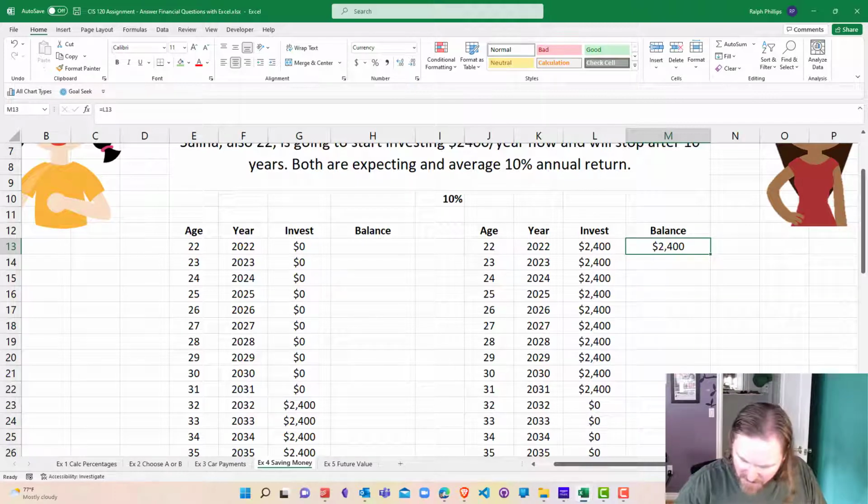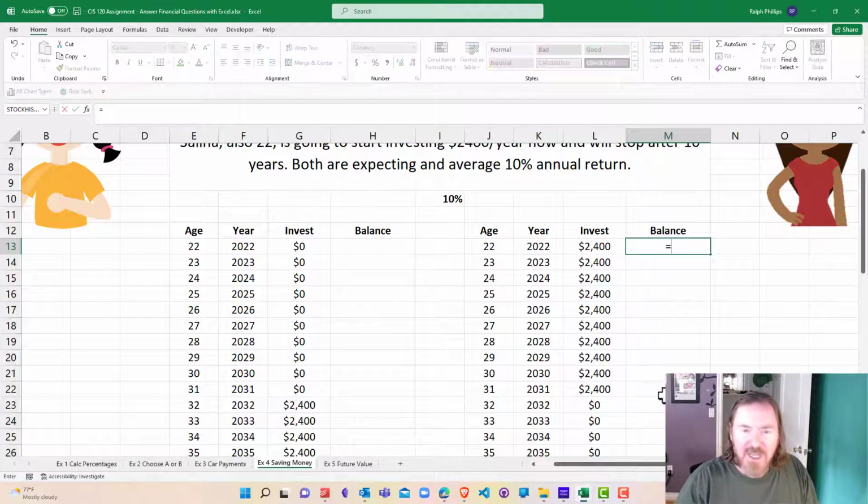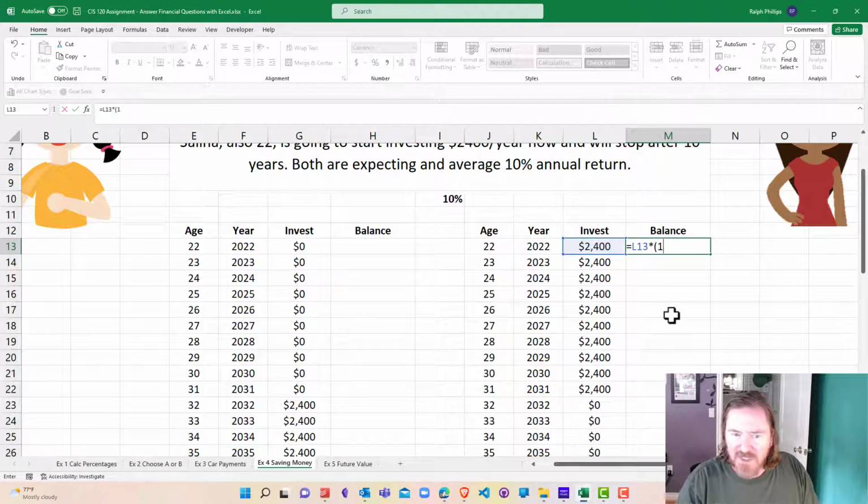Okay, let's say I don't want to do it that way though. Let's say I'm going to assume that I'm going to get that return. I'm investing at the beginning of the year. So that means I invest 2,400 at the beginning of the year. That's going to be equal to my investment times, actually, I could do the one plus again. I'll do it in parentheses though. One plus that annual return right there. I'll do an F4 on that.